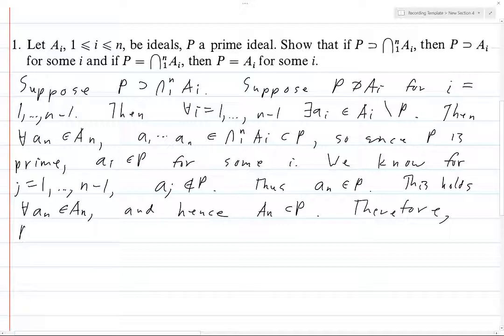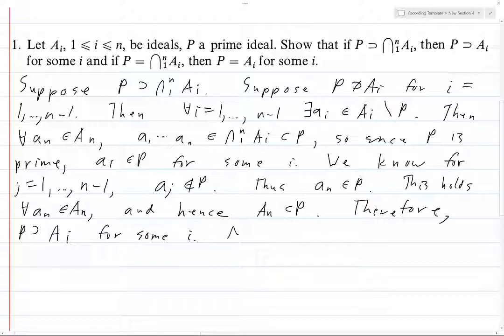Therefore, P contains AI for some I, because it's either going to contain some AI for I between 1 and n minus 1, or if it doesn't contain any of those, then it has to contain the last one. So there we go. So that's the first part.